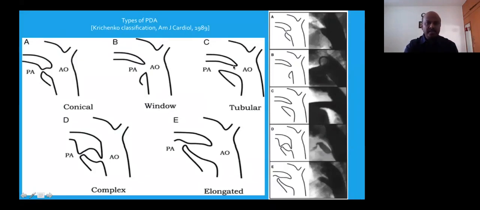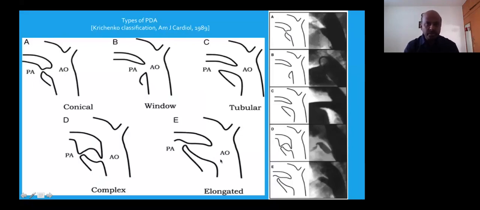And here you don't see any constriction, with the result that you have a tubular PDA. And here you have constrictions happening at multiple sites, giving a complex morphology to the patent ductus arteriosus. Here the PDA is elongated with constriction towards the pulmonary arterial end. So you have a longer length of the patent ductus arteriosus.